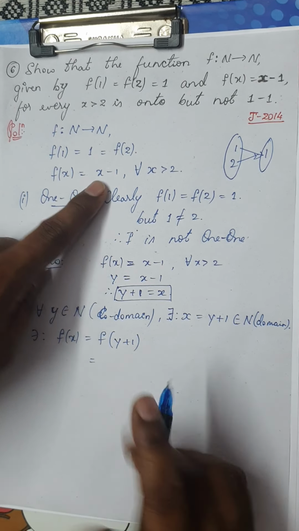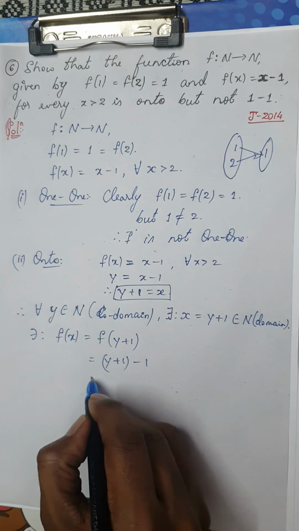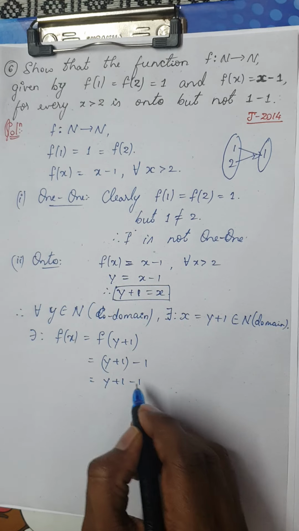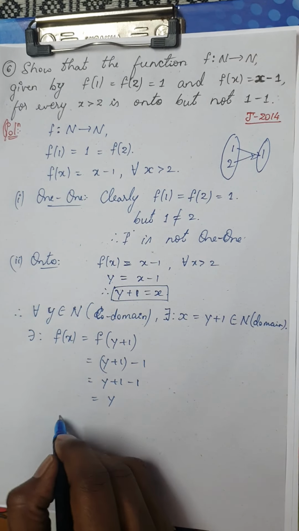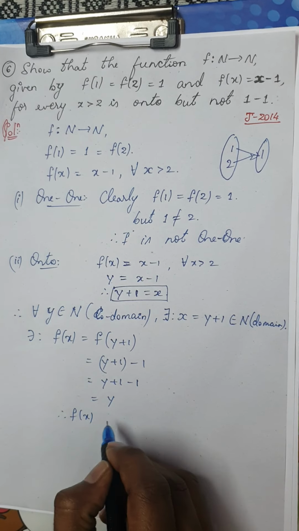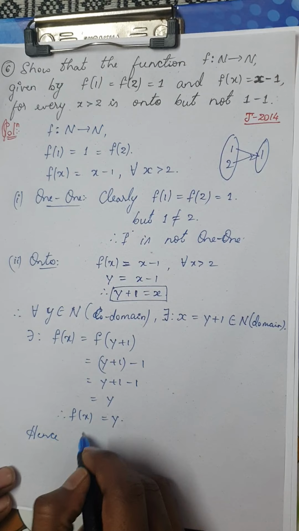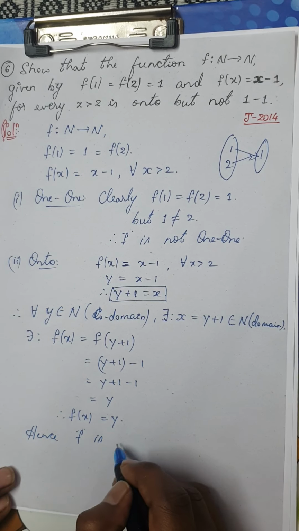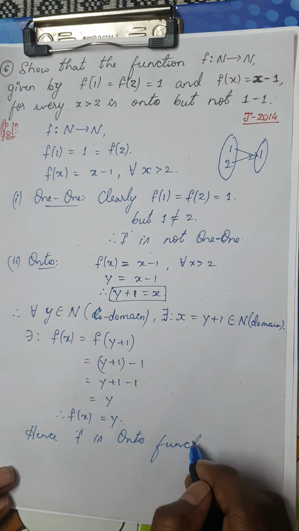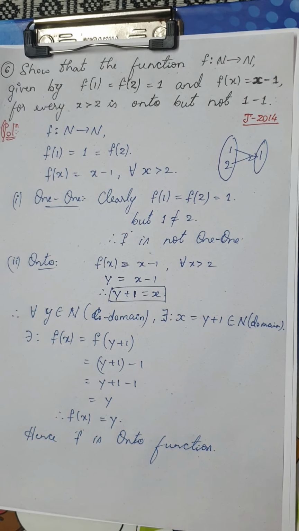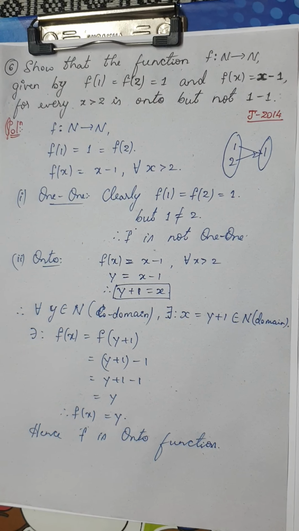f of x is defined as x minus 1. That is, y plus 1 minus 1. This is nothing but y plus 1 minus 1. When plus 1 and minus 1 get cancelled, I get y. Therefore I get f of x is equal to y. Hence f is onto. Hence f is an onto function. You can write it easily. The only thing is you should know the definitions properly.